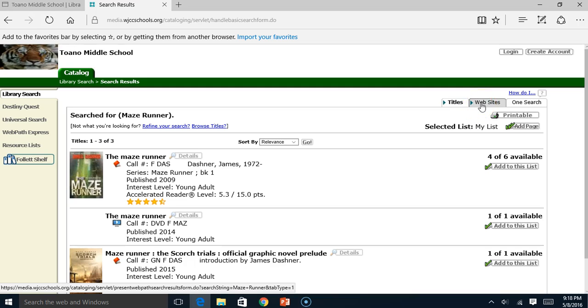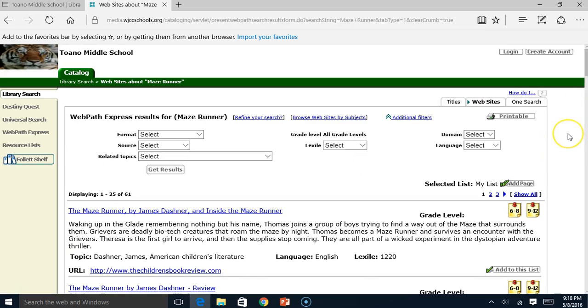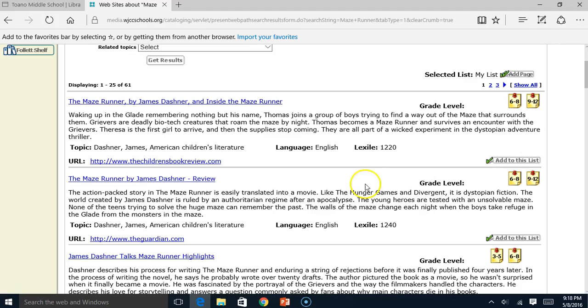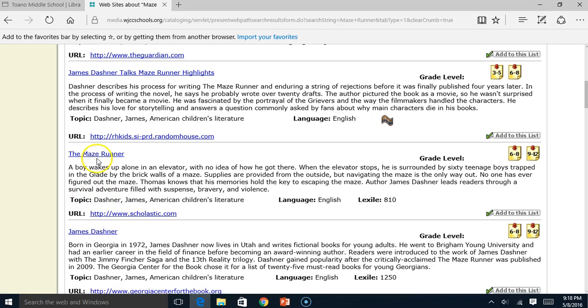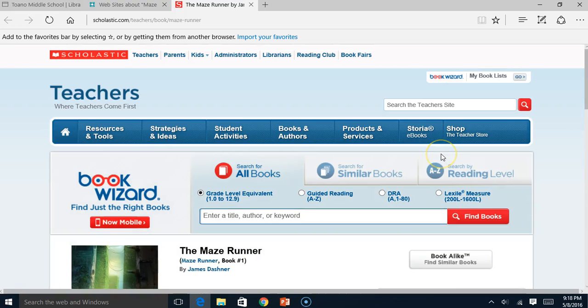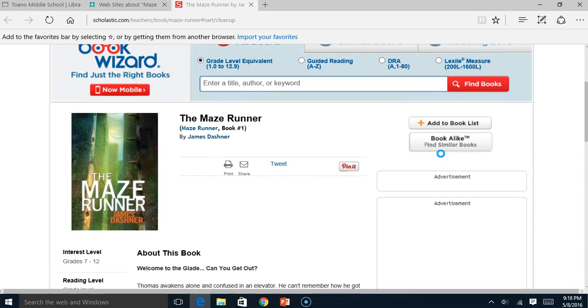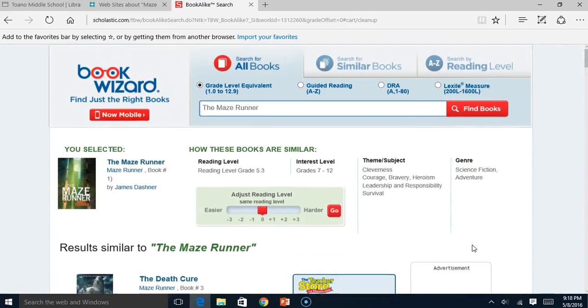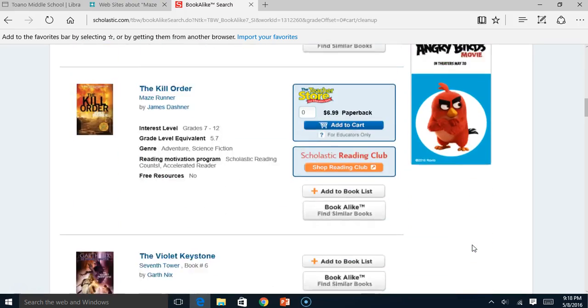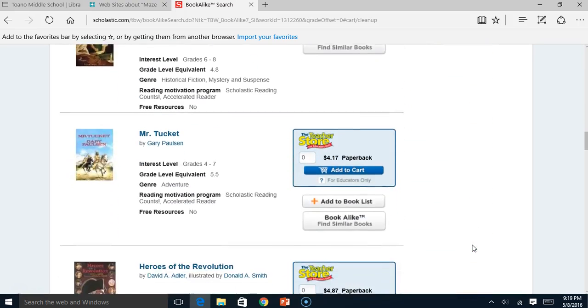You could, if you wanted to, take a look at websites that may have some links to the Maze Runner series. For example, one of my favorites is Scholastic. If you're looking for some more information on this, you can certainly go and use one of these website addresses to look for some more information on it. Of course, they want to sell you the book, but what I like about going here is to look at the book alike, finding similar books to the Maze Runner. So if you like Maze Runner, you might like some of these other books. Notice the whole Maze Runner series and then some.